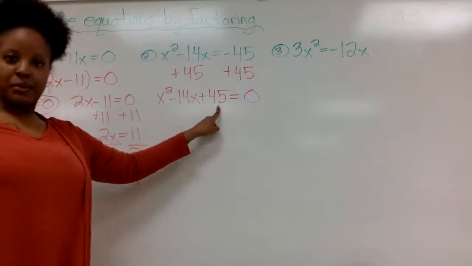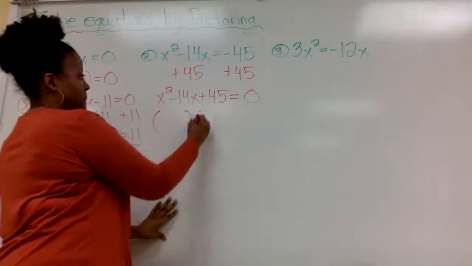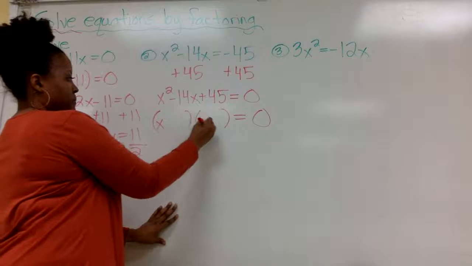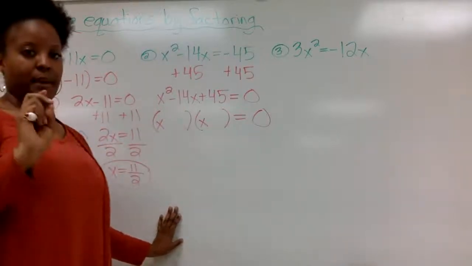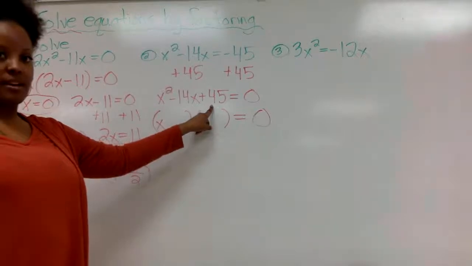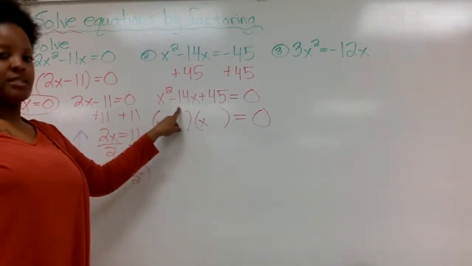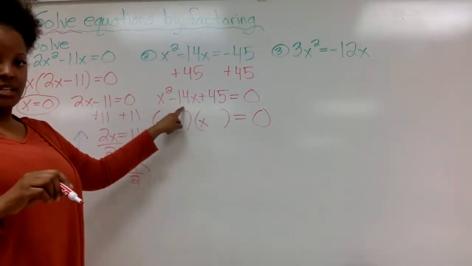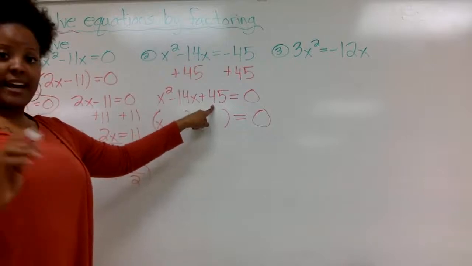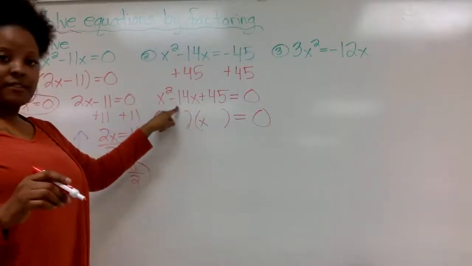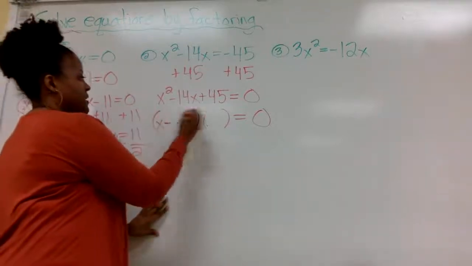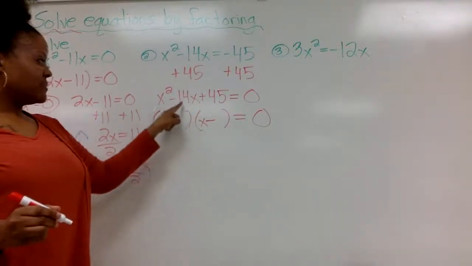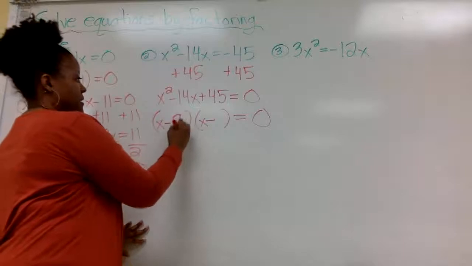Now we're going to factor this like we normally would. So we'll set up our parentheses. Something times something has to give me x squared. Now we're looking for 2 numbers that multiply to give me a positive 45 and add to give me negative 14. Things that give you 45 are either going to be 9 and 5 or 15 and 3. But I need to get a negative 14 in the middle. So I know my signs should be negative because a negative times a negative gives me a positive. And I need numbers that are going to add to give me negative 14. So my numbers should be 9 and 5.